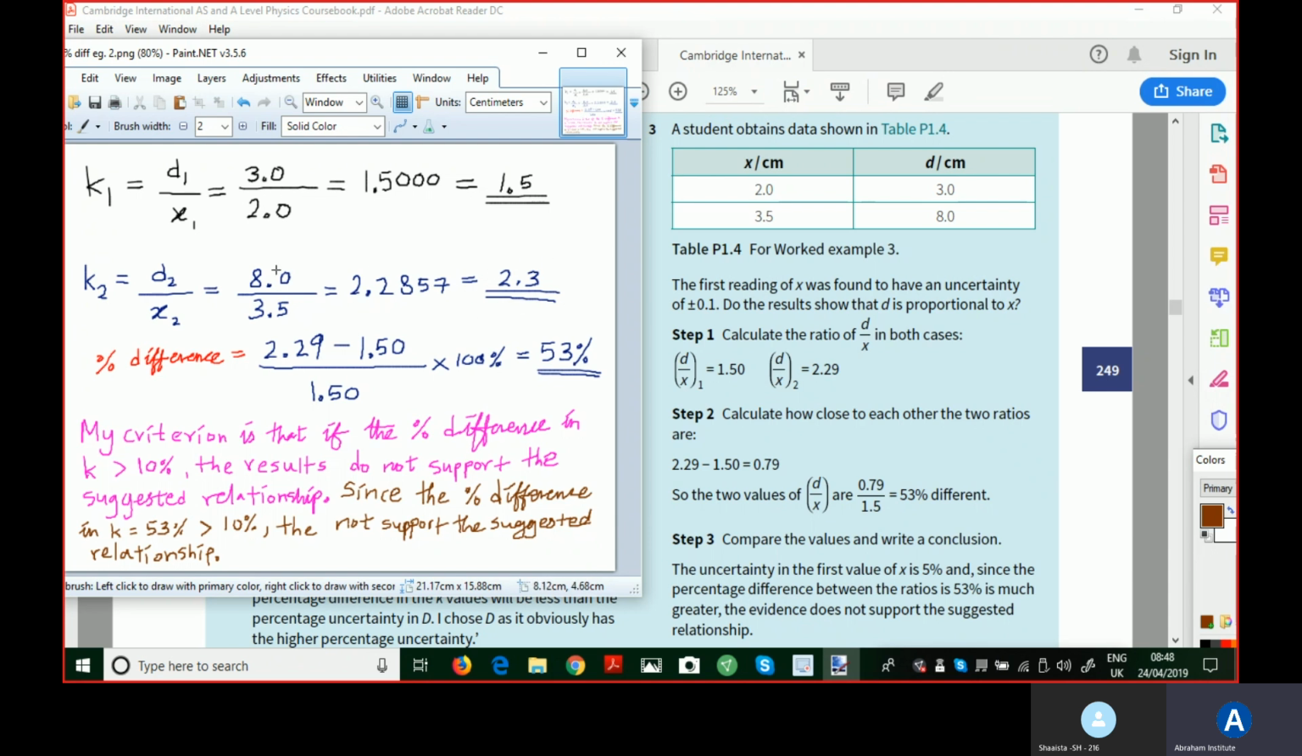Here, when you use the calculator and do this division, you will get a long number. Without rounding off, I have written this to 5 significant figures. That's what you are supposed to do. Without rounding off, you write it to 5 significant figures in both cases. Then you round it off to the correct number.